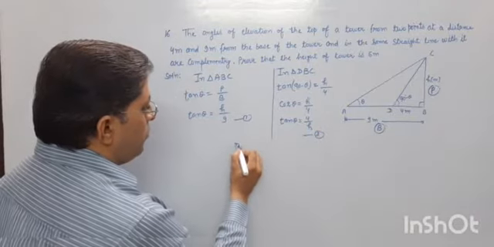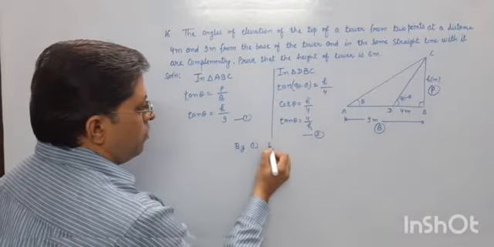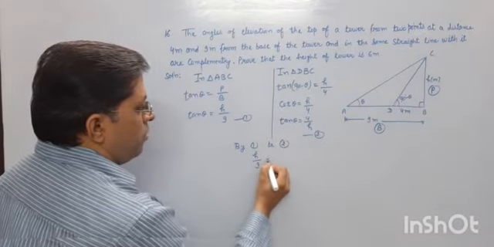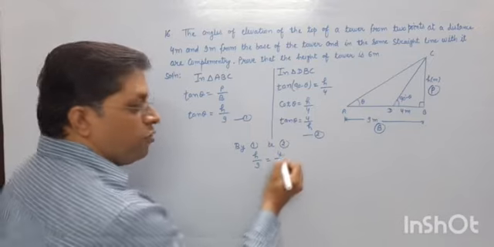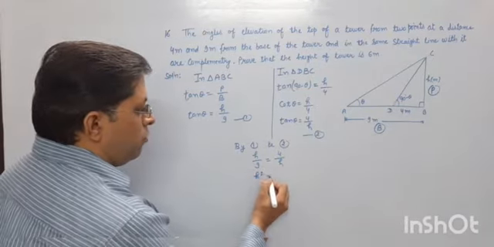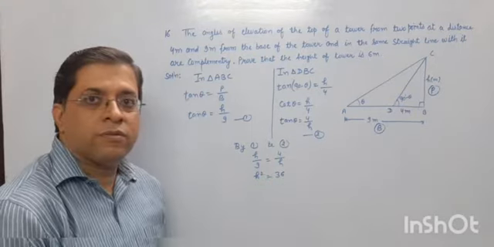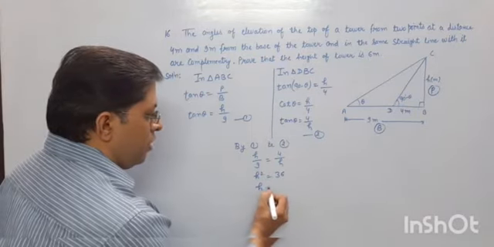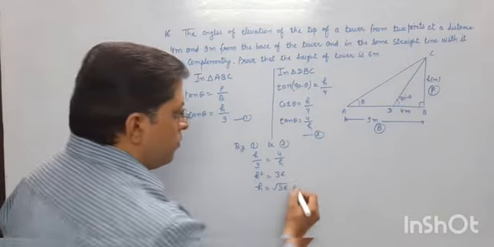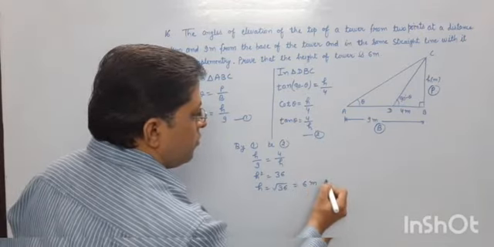Then by equations 1 and 2, H upon 9 equals 4 upon H. Okay. H square is equal to 36. H will be under root 36. This is your 6 meter. This is the answer.